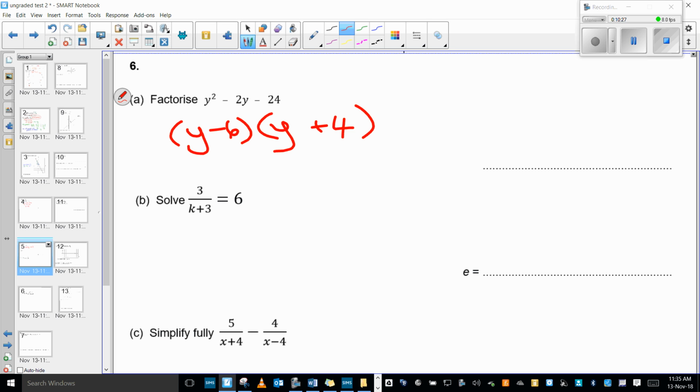So 3 over k plus 3 equals 6. We're solving. We're trying to find x. I don't know where that e came from. I apologise if it's being confusing. So what do we do first?